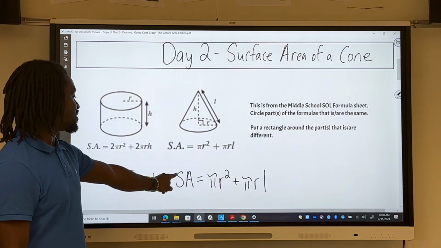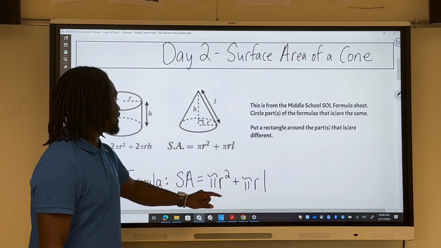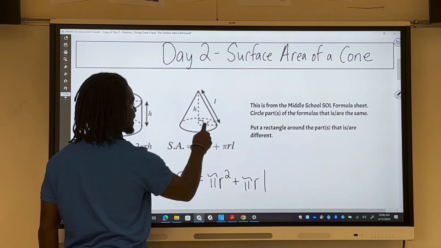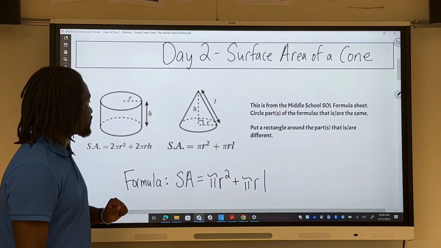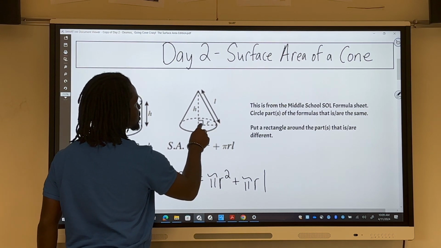The formula is surface area equals pi, which is always 3.14. The radius is the radius of the cone, which is this little part right here, okay? And then pi is always 3.14. The radius, again, is from the outside of the circle to the middle.